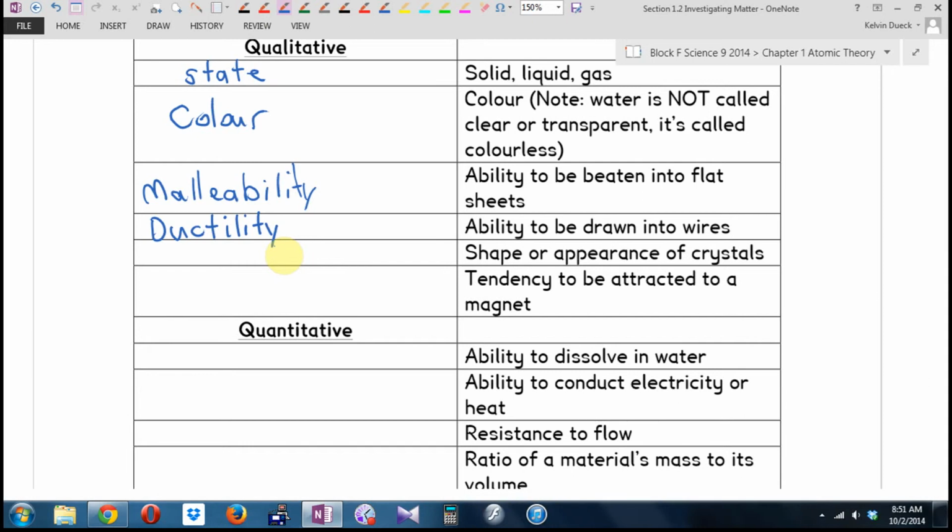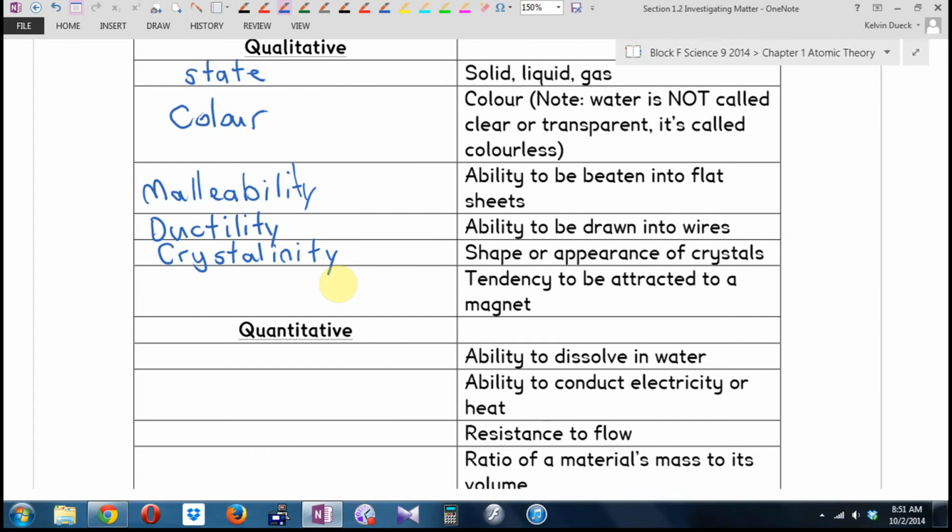The shape or appearance of crystals, we call this crystallinity. Giovanni, I'm going to argue that one, the word crystallinity, the fact that it means that it appears like crystals, that one's fairly easy to remember because it has the word crystals in the actual word.